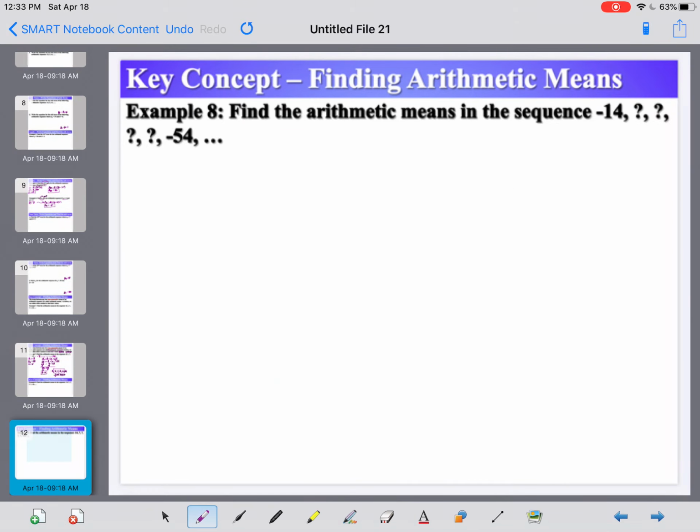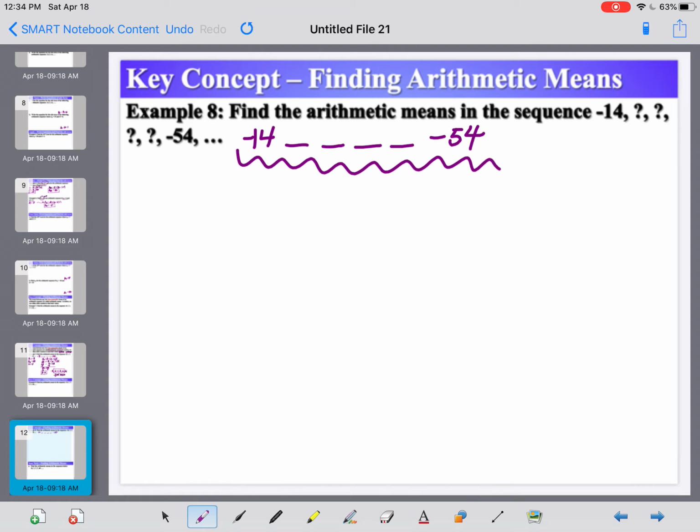Let's try it again. Okay, so find the arithmetic means in this given sequence. So how many question marks do I see? 4. So set this up. Okay, and pause your video to write down what information they are starting me off with. What's given here? Make sure that you can interpret this problem with these blanks.